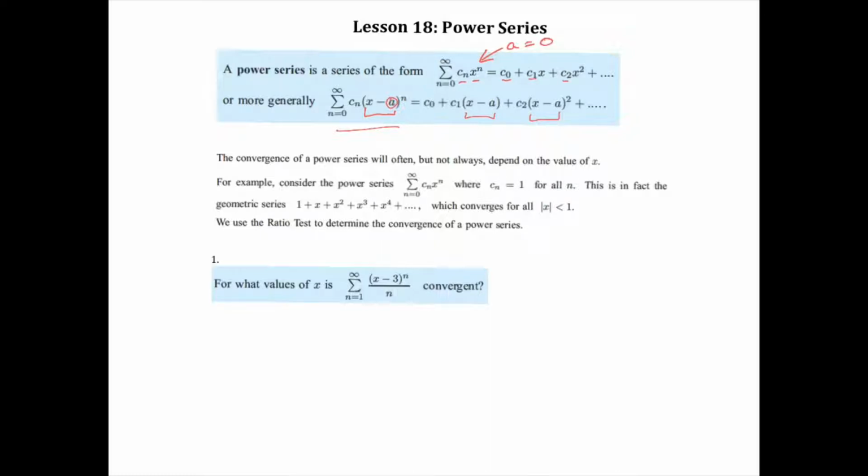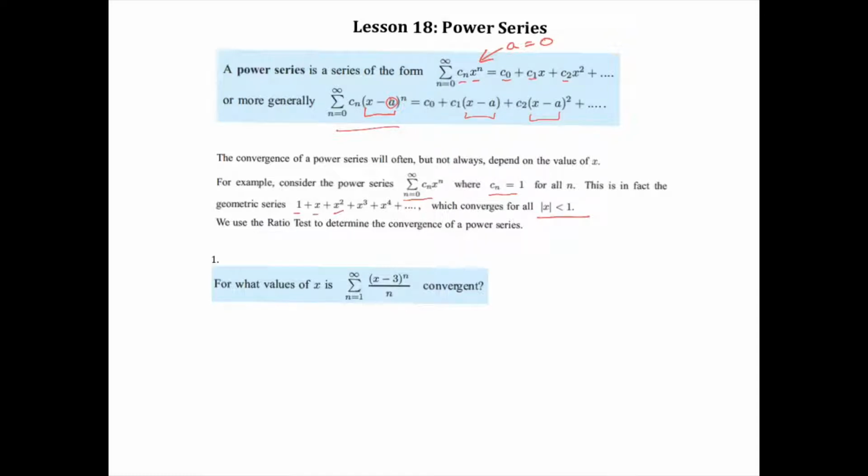For example, consider this series where c_n equals 1 for all n. This becomes 1 times x to the 0, which is 1, 1 times x to the 1, which is x, 1 times x to the 2, which is x squared, and so forth. Just like the geometric series, we're multiplying by x, so x is r. Therefore, it's only convergent when the absolute value of x is less than 1, just like a normal geometric series when the absolute value of r is less than 1. Make sense? So we use the ratio test to determine the convergence of a power series.